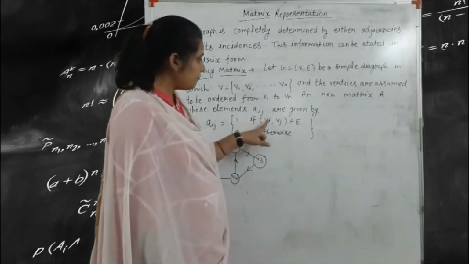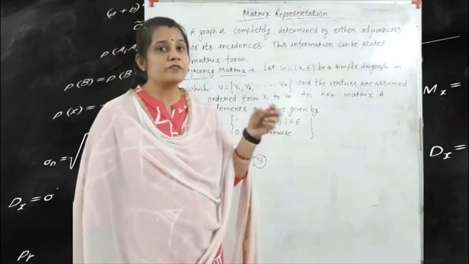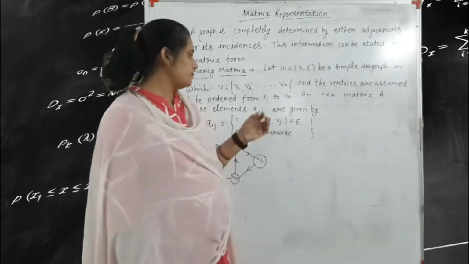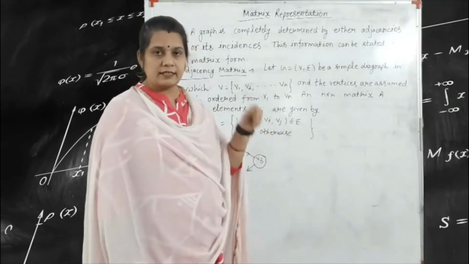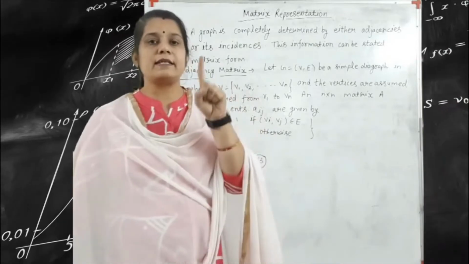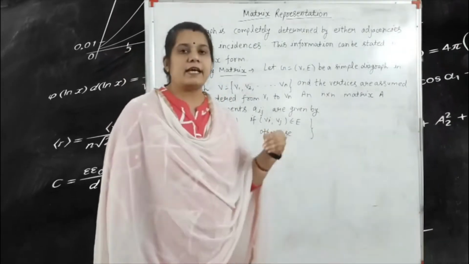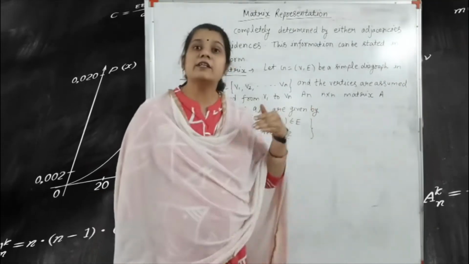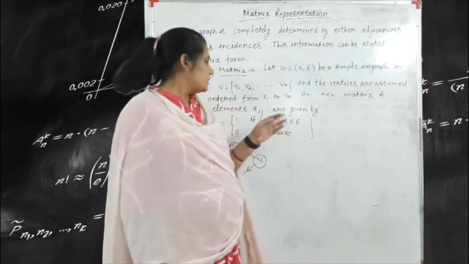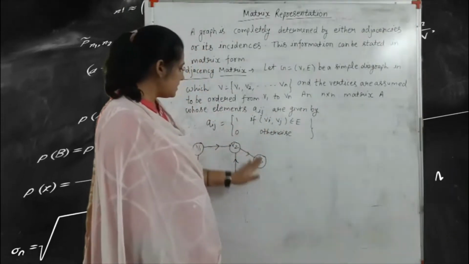So here Aij is equal to 1 if Vi to Vj belongs to E. That means if there is a direction Vi to Vj, then we write the matrix element as 1. And if the direction Vi to Vj is not there, because here we write the ordered pair, then we write 0. Got it?